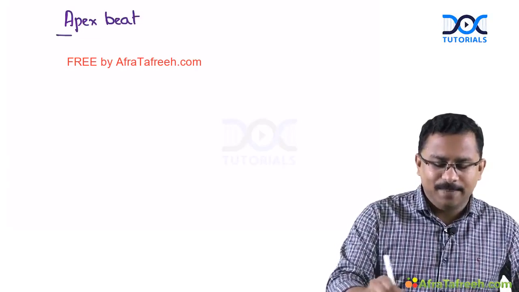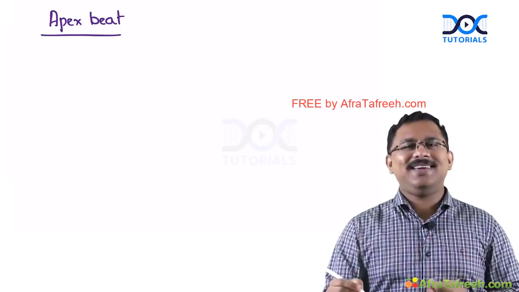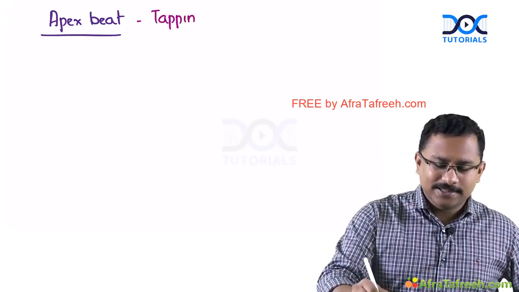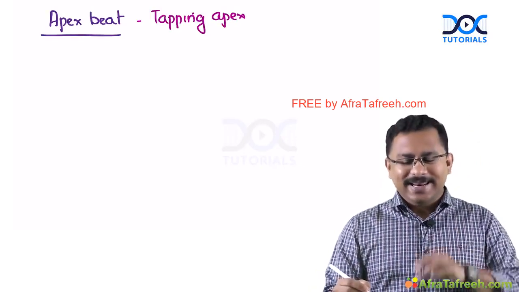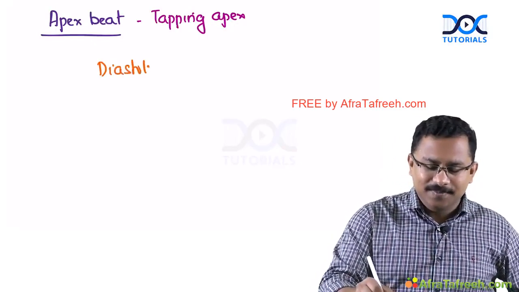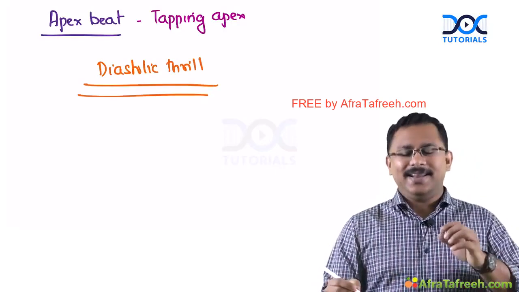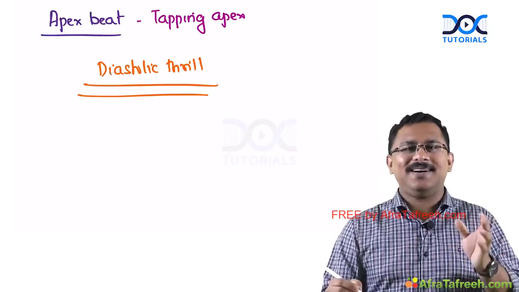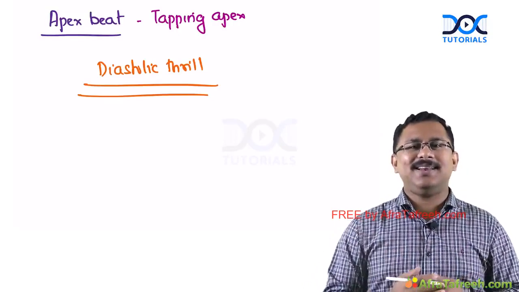What happens to the apex beat? Classically you have a tapping apex in mitral stenosis. In some patients, you can also have a diastolic thrill, especially in the left lateral recumbent position, and you can feel the diastolic thrill.